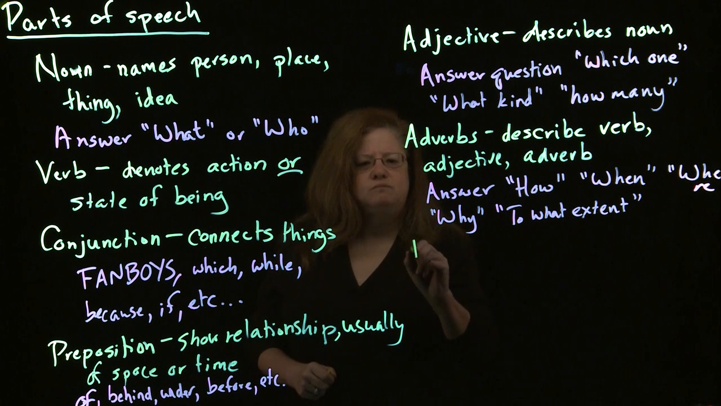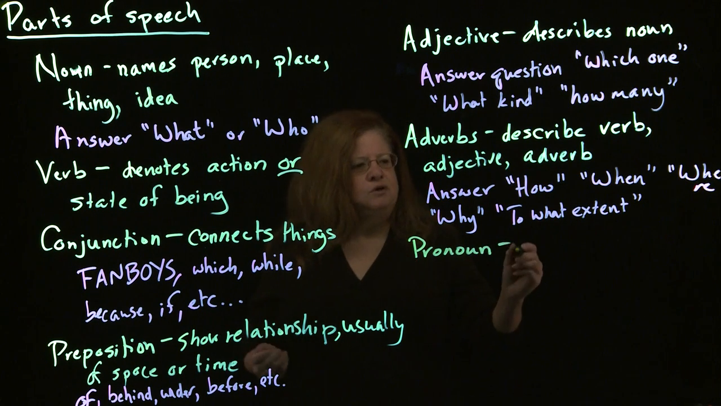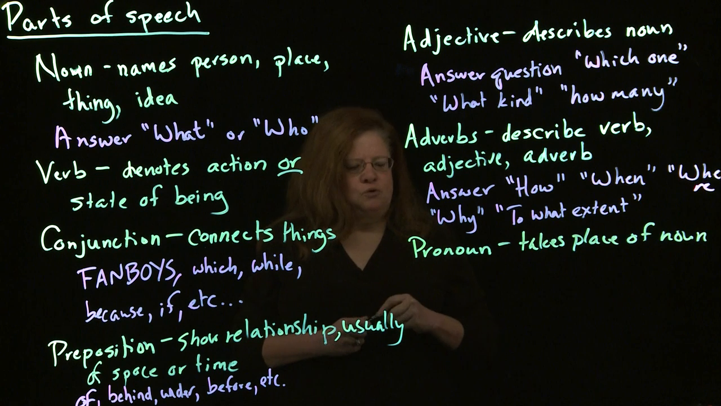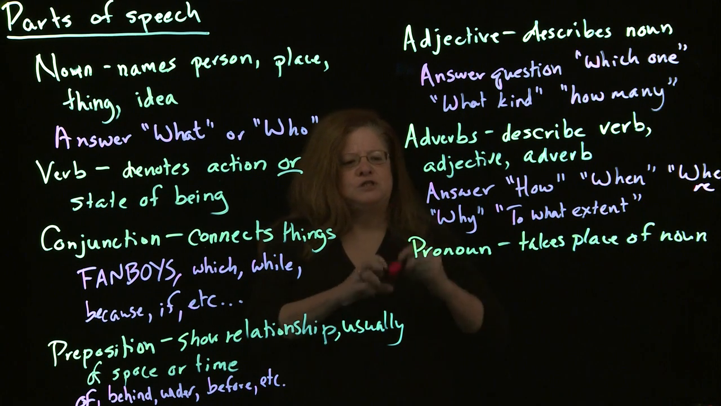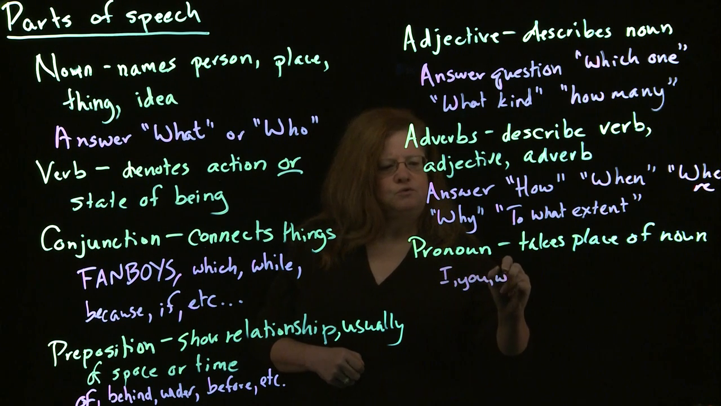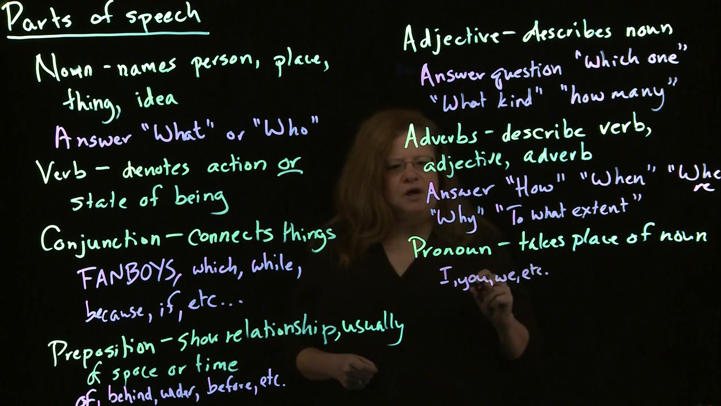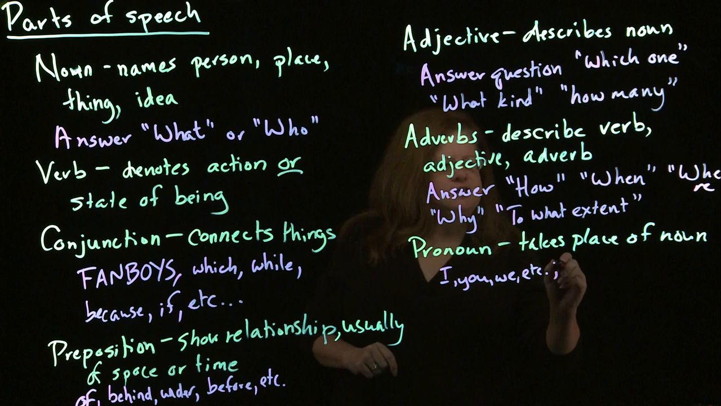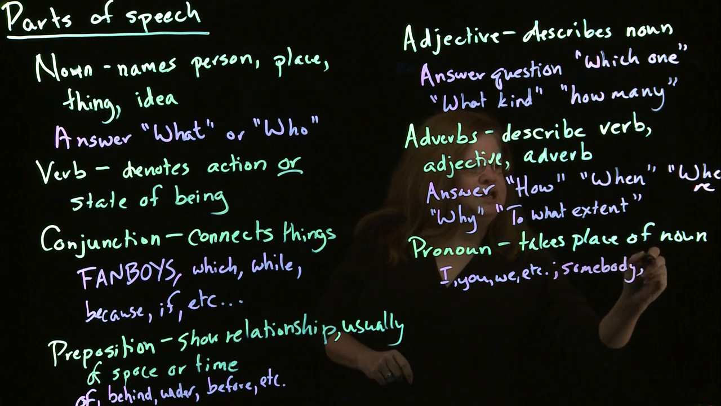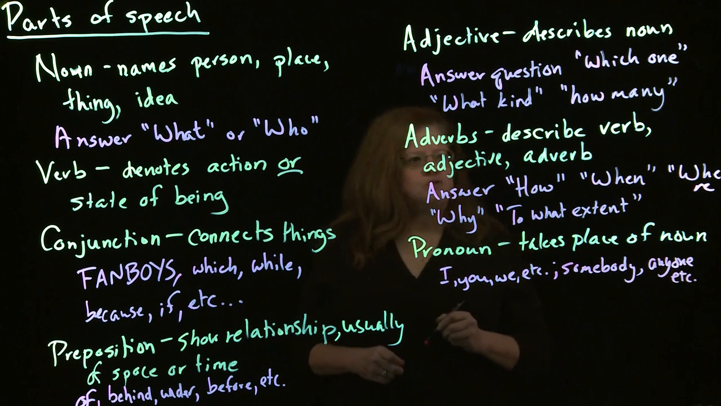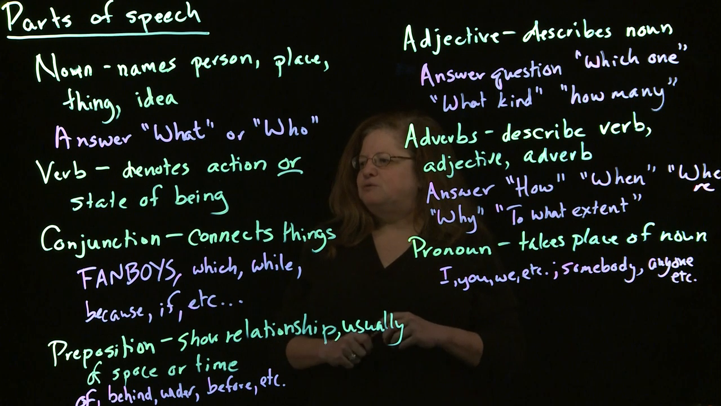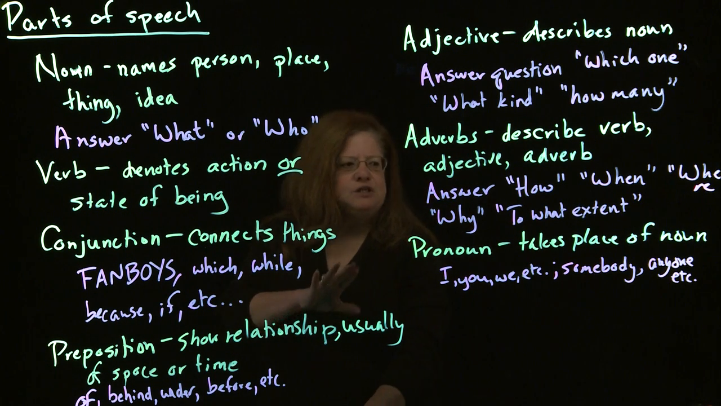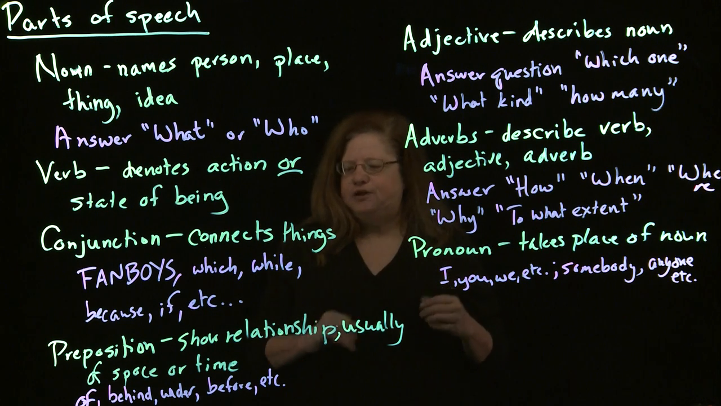Then we have pronouns. A pronoun takes the place of a noun. Some of the pronouns you may be familiar with are the personal pronouns, such as I, you, and so on and so forth. And then there are also what are called indefinite pronouns, things like somebody, or anyone. And you also have pronouns that can act as conjunctions, relative pronouns like which or that. So pronouns basically are things you put in a sentence to take the place of a noun.